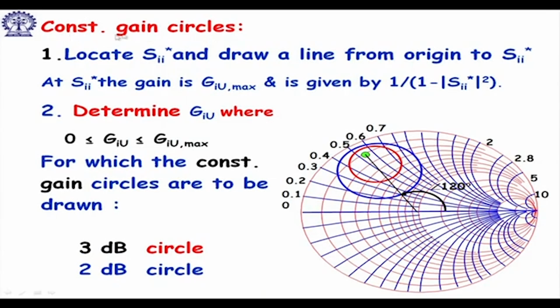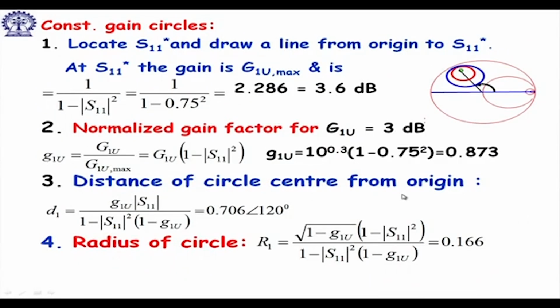So you draw constant gain circles. Let us say we have determined that this red one is the 3 dB circle on the input side, and the blue one is the 2 dB circle. Now, where should I choose? A prudent choice will be as near to the center as possible. If I decide to take 2 dB from the input side, I will choose the point here. That is a good choice. I can choose also here, but choosing it here will be more prudent.